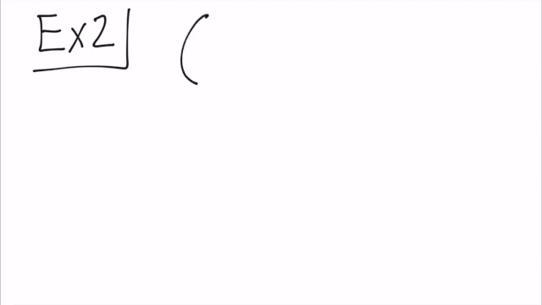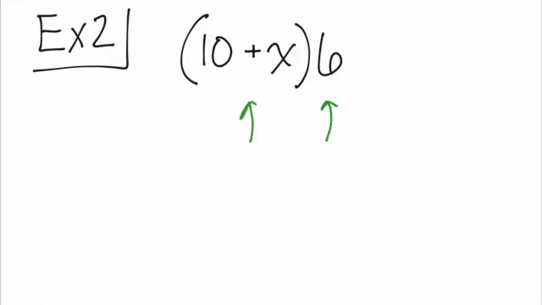Let's look at another one. Example number 2. Well, let's look at it backwards. What if I have 10 plus x times 6? All right, this is distributive property. I know that because I have a number on the outside and I have numbers in parentheses. All right, even since the number's at the end, that's okay. We can have the number at the end, it's no big deal.